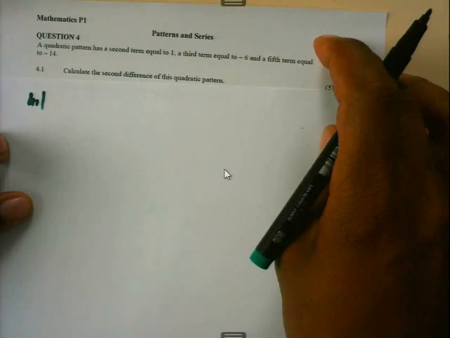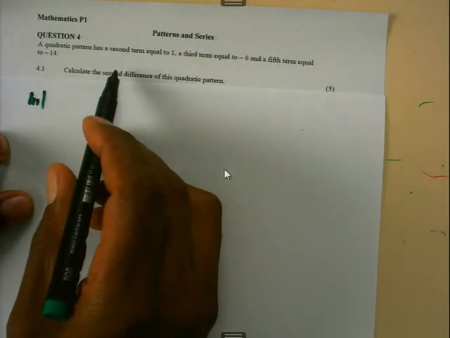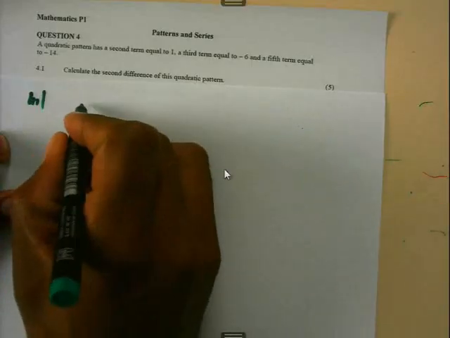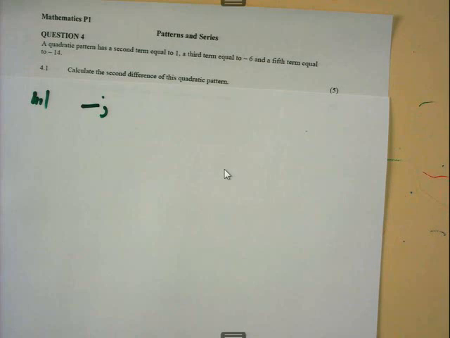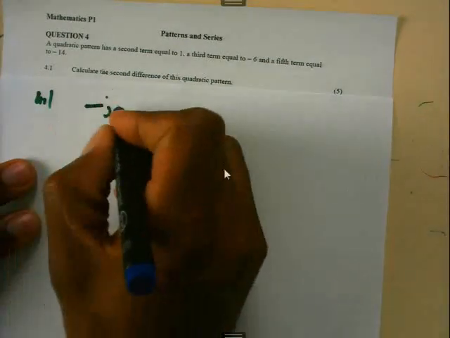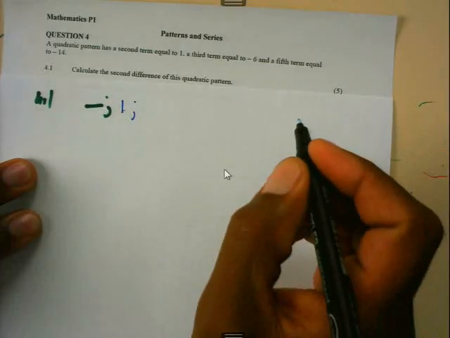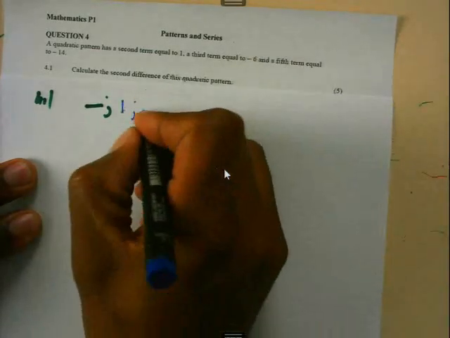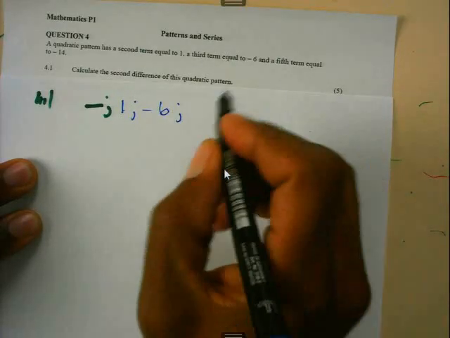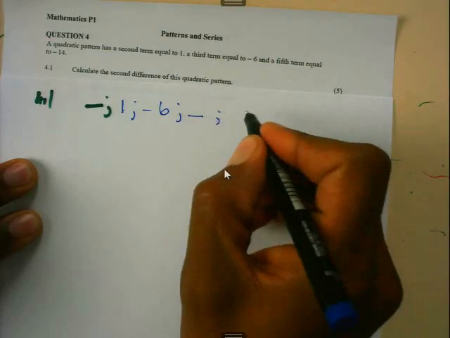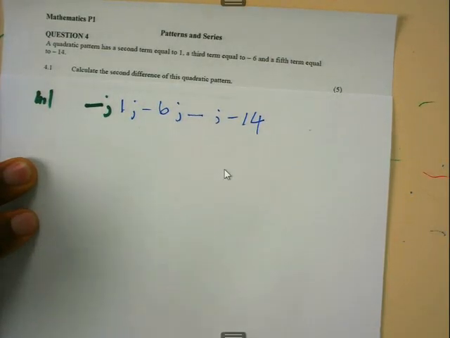Of course, let us look at the pattern. They are saying a quadratic pattern has a second term equals to 1. Then it means we don't know the value of the first term, but the second term there is 1. Then we have the third term as well. The third term is minus 6. And then what is the fourth term? We don't know the value of the fourth term, but the fifth term is equals to minus 14.